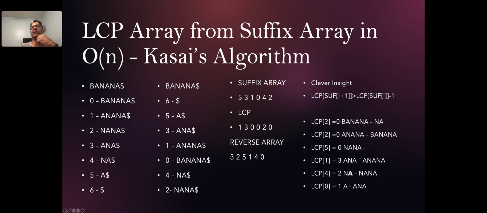The LCP of 3 is here, 3 is here. I will compare strings 0 and 4. 0 is banana, 4 is nah. There's nothing in common, but I just have to do one single comparison, comparing B with N to get this. And then I go to the second one, which is 2.